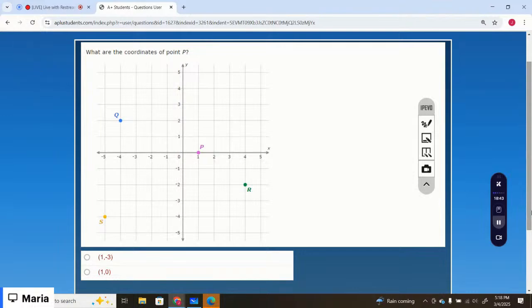The coordinates are 1 and 0. Option number 2 is the correct option.